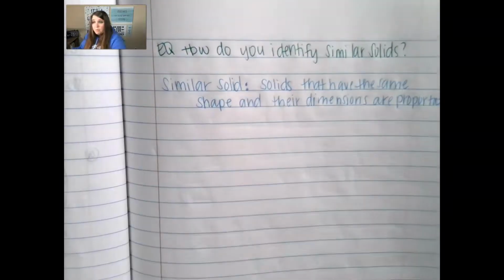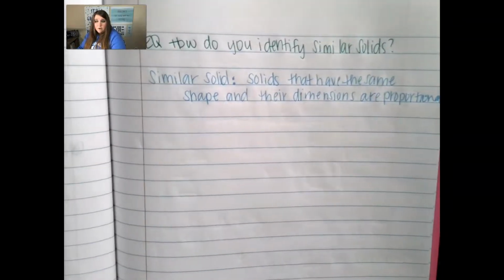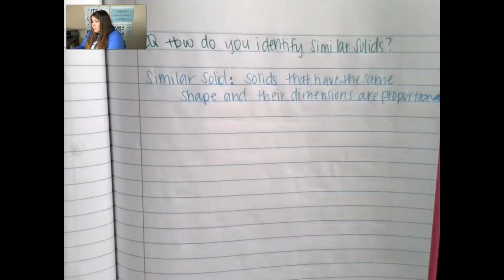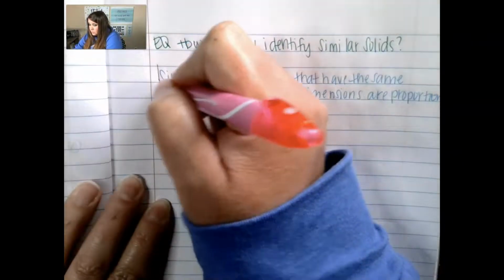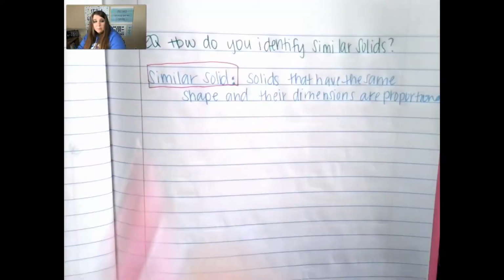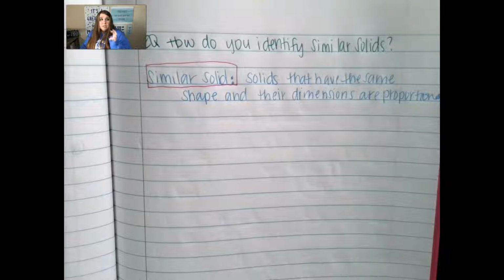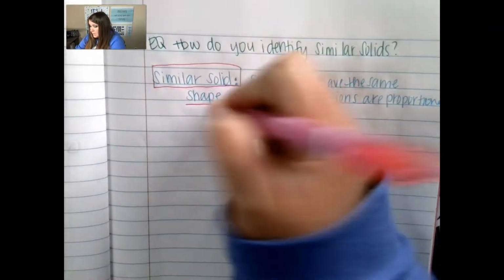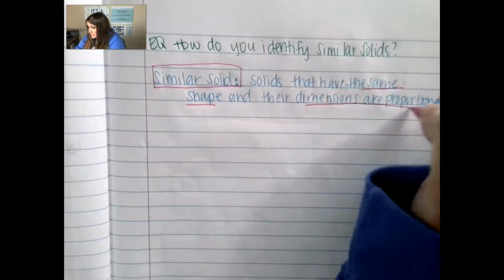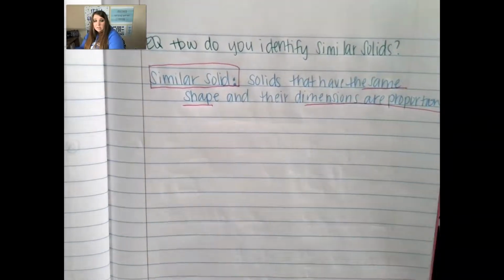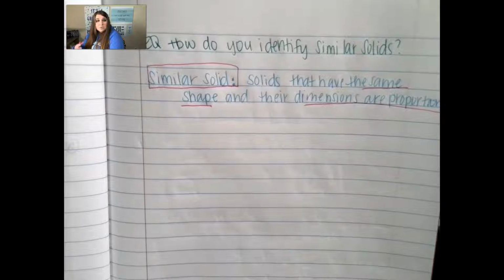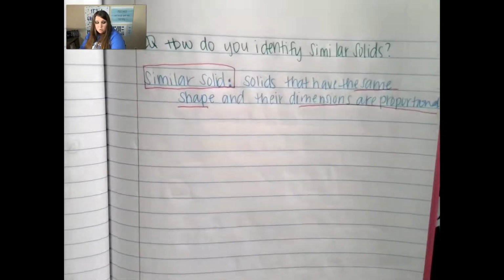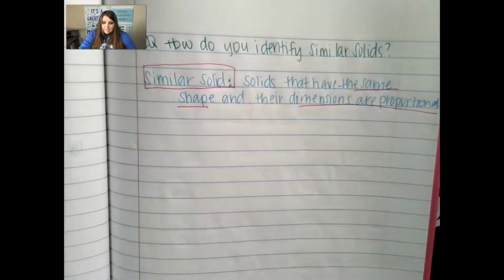And you probably remember the word proportional from a few lessons ago when we looked at proportional relationships, and that was comparing the change between two fractions. So when we're looking at similar solids, we're going to be comparing the shape, so same shape, and proportional dimensions. So we're going to be creating fractions and seeing, do they have the same change between the two of them? So let's go ahead and look at our first example.